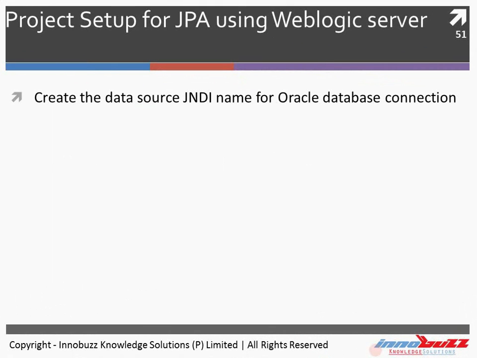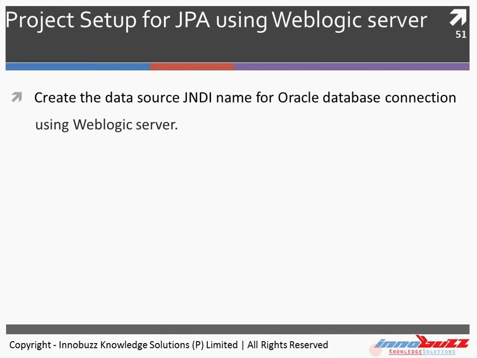Before the setup, for any kind of Java Persistence API program, there should be a JNDI name for the Oracle database connection, which we call a data source, that needs to be set in the server.